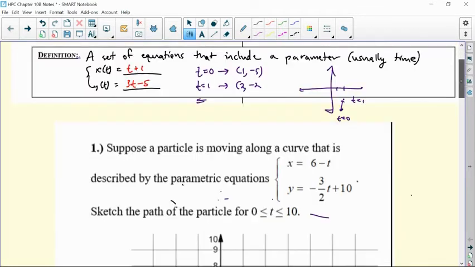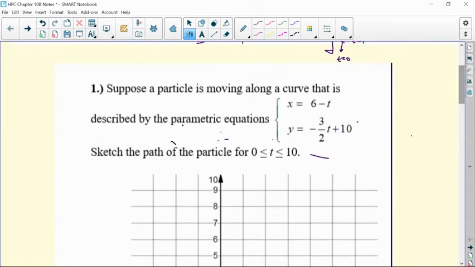Okay, so let's look at the first example that we have here. It says a particle is moving along a curve, and when you see the word curve, it may not necessarily be a curve. It could be a straight line. It could be a vertical line. It could be a non-function. It's used very loosely to describe the path. So when you see that word curve, just kind of expect that. That is described by these parametric equations. Sketch this path. I like how I use that synonym there.